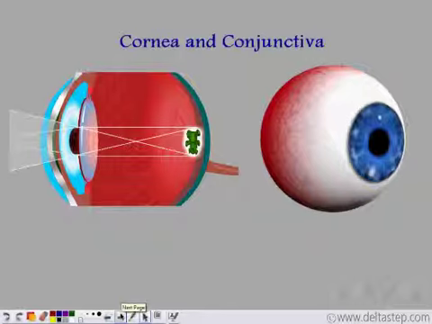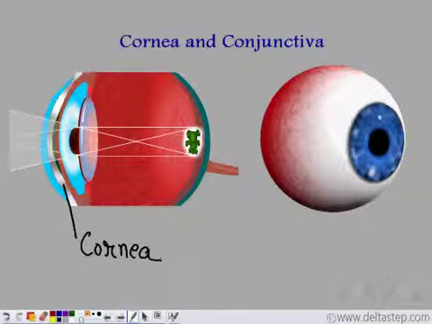Now, the continuation of the sclera in the front of the eyes is known as the cornea. So this is the cornea of the eye, and it is the extension of the sclera. Now, there is another protective layer in front of the cornea. This one. And this protective layer is known as the conjunctiva.